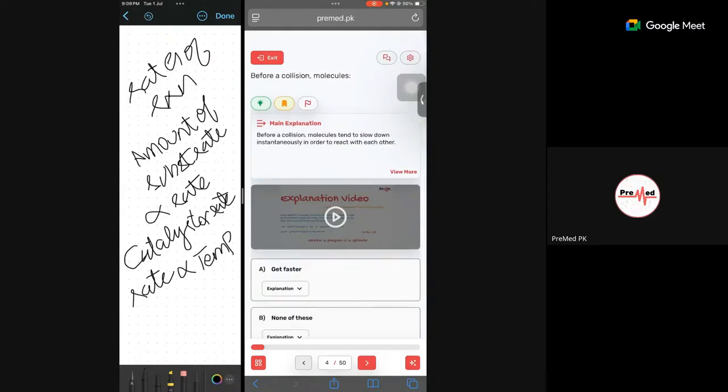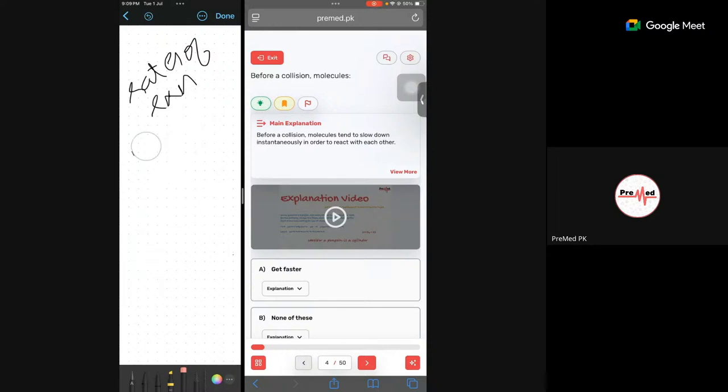Next we have: before a collision, molecules dash. We have some options with us. Option number 1 is get faster. Well, if we talk about collisions, there are 2 situations, before collision and after collision, and between them is the transition state. So before collisions, we know that molecules are moving very fast.